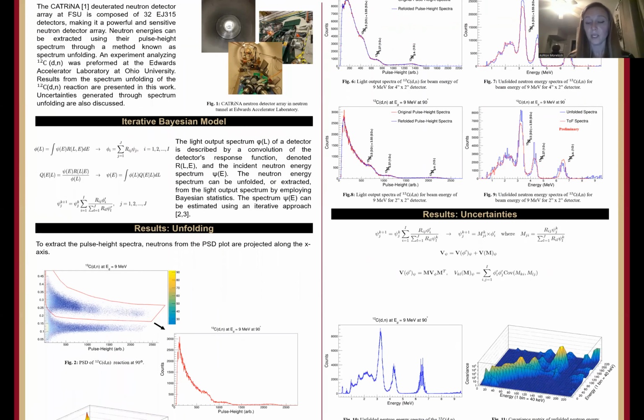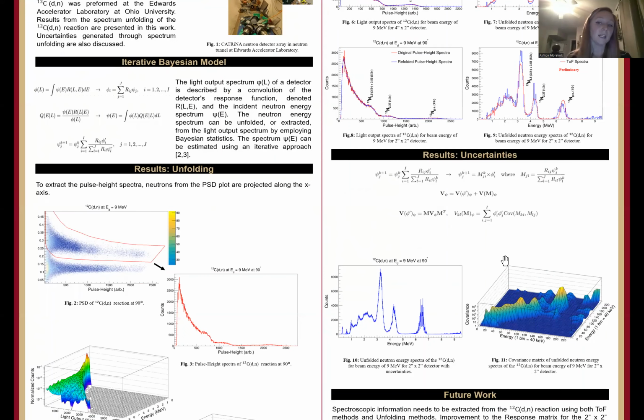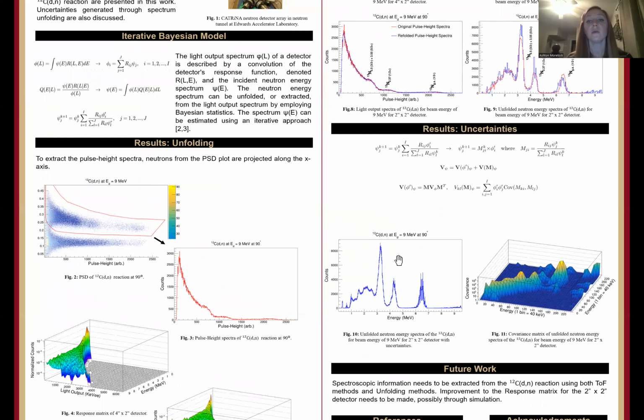We can then look at the uncertainties generated through spectrum unfolding, and we do this with covariance matrices. So here we have the covariance matrix, which depends on the light output spectra, which is defined down here. And then we have the covariance matrix, which depends on the propagation of the response matrix and previous energy estimates, and that is defined right here. We can then apply these covariance matrices to our results that we saw earlier.